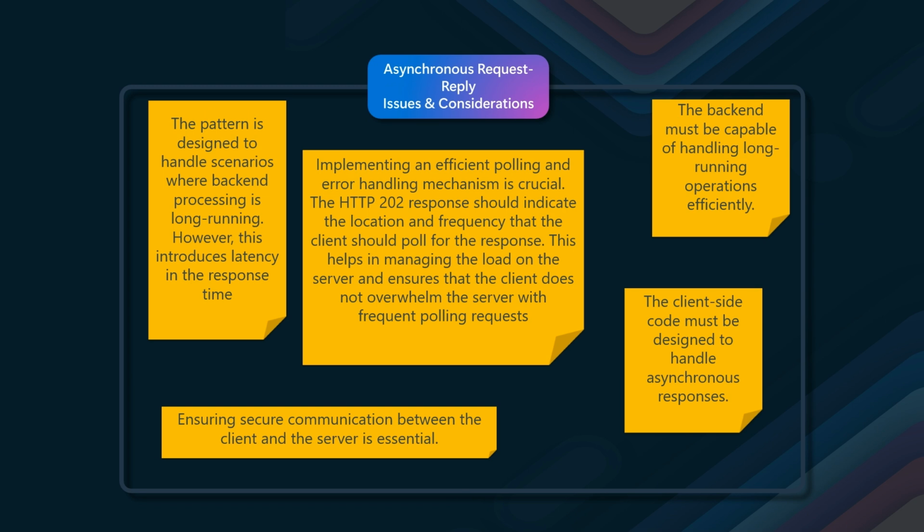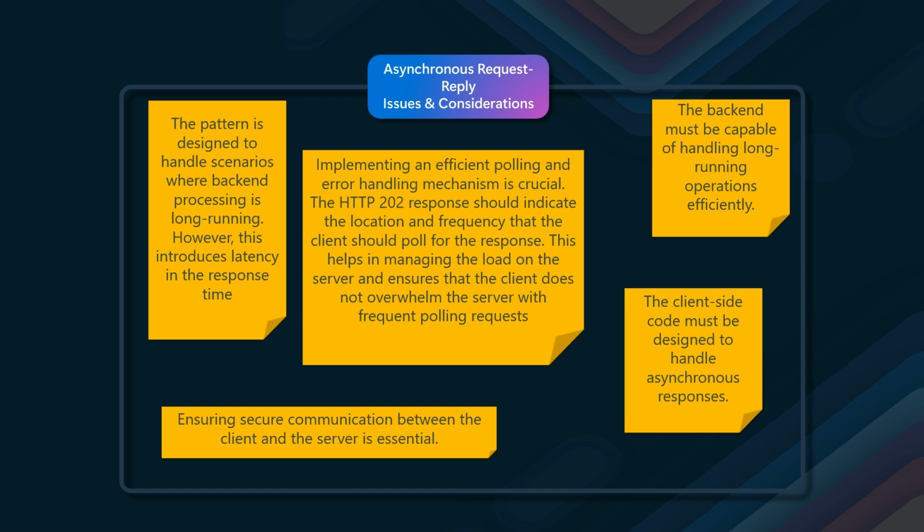Polling mechanisms. So implementing an efficient polling mechanism is crucial. The HTTP 202 response should indicate the location and frequency that the client should poll for the response. This helps in managing the load of the server and ensures that the client does not overwhelm the server with frequent polling requests.